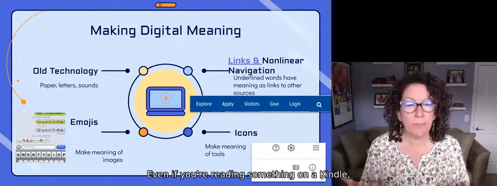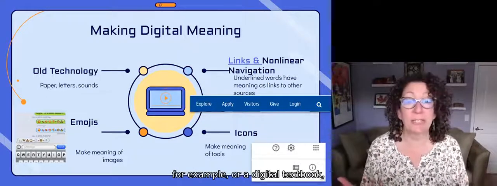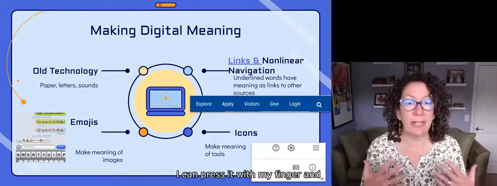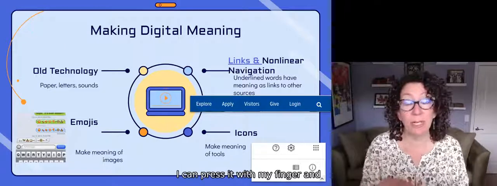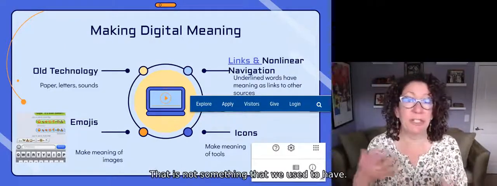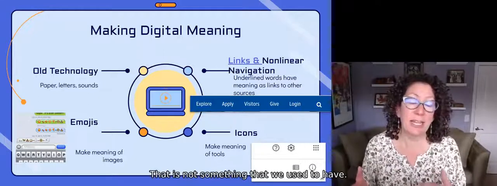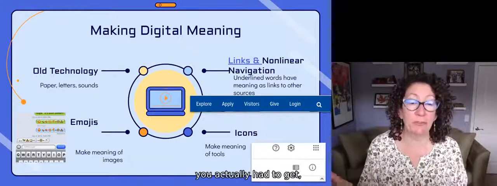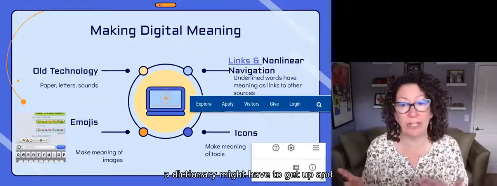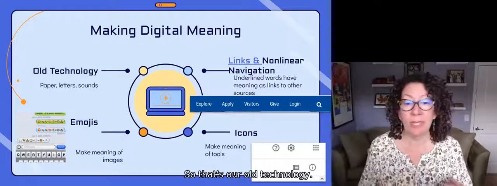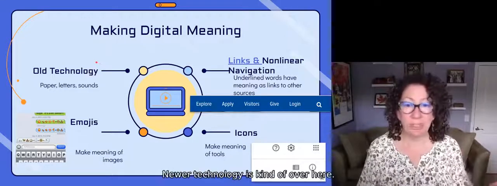Even if you're reading something on a Kindle, for example, or a digital book, if I come to a word that I don't know, I can press it with my finger and it'll bring me up a dictionary and a definition. And that is not something that we used to have. If you were reading a book, if you wanted to look something up in the dictionary, you actually had to get a dictionary. You might have to get up and move. So it's just really interesting. So that's our old technology.